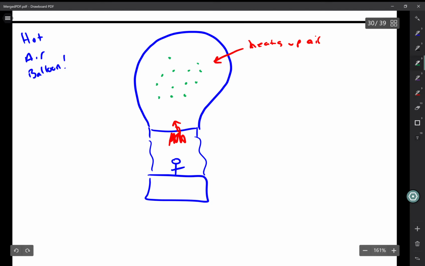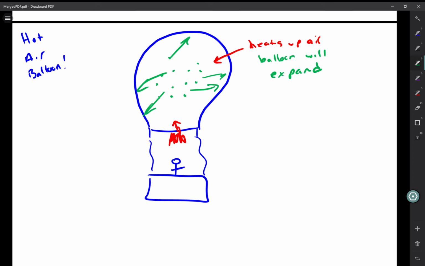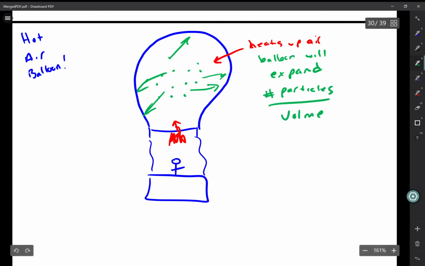Well, when the air molecules get hotter and hotter, according to kinetic molecular theory, molecules are going to move faster and faster, so you're going to hit the sides of the balloon a lot more, and the balloon will expand. Remember we said Charles' law, as you increase the temperature, the volume is also going to increase. They're a direct relationship. So the balloon's going to expand. If you have the same number of particles, which in a sense means you have the same mass, but the volume increases.